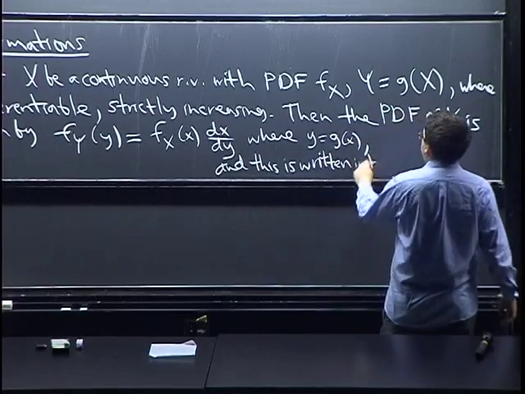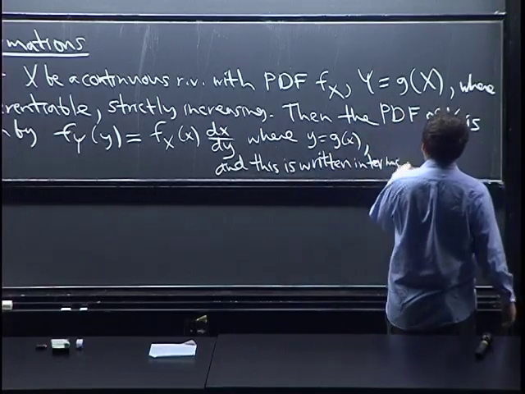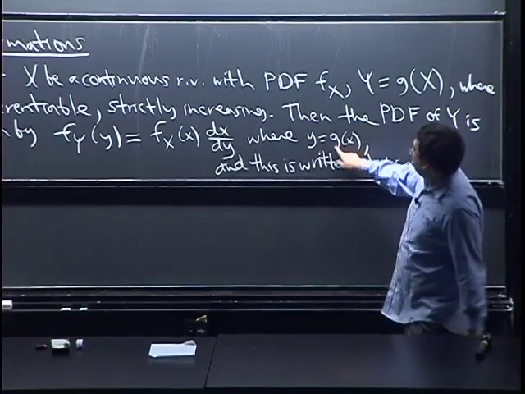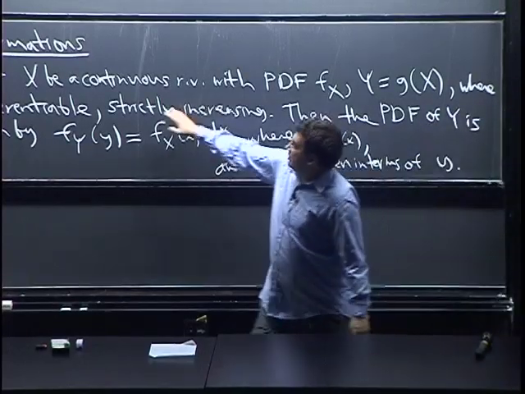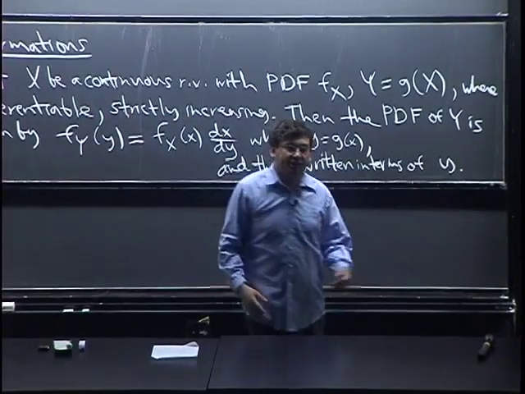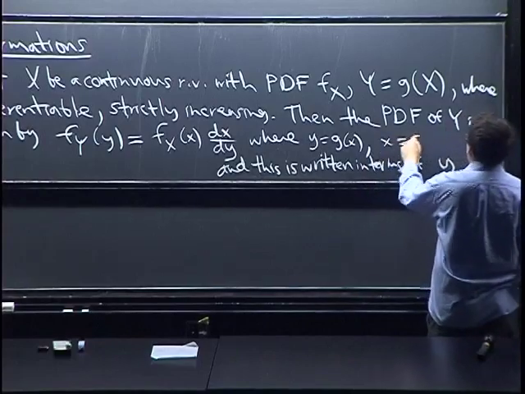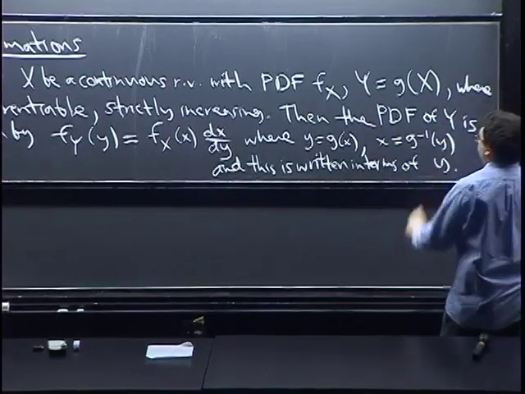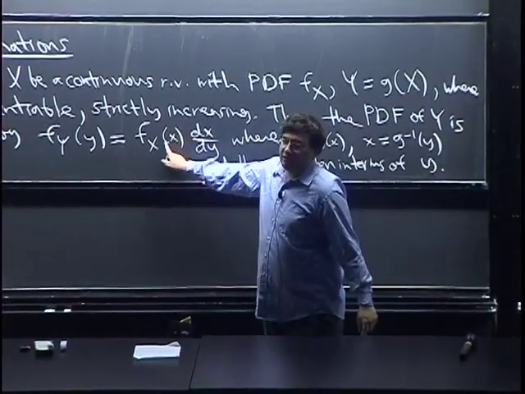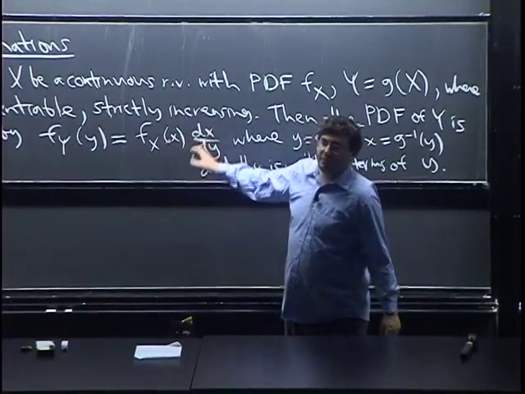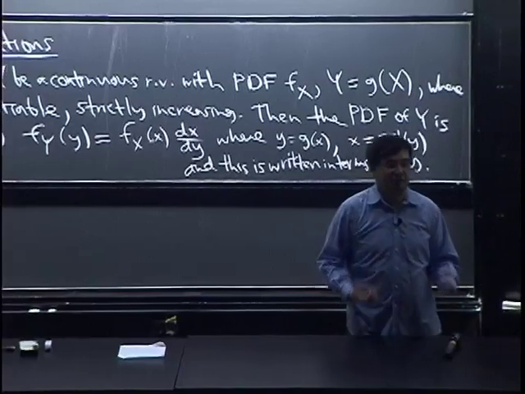It looks uglier if I write it that way right now. Well, because I made these assumptions that g is nice enough, g will have an inverse. So we could also write x equals g inverse of y. So all I'm saying to do is plug in g inverse of y here. Then it's a function of y. dx/dy is the derivative of x with respect to y, viewed as a function of y.